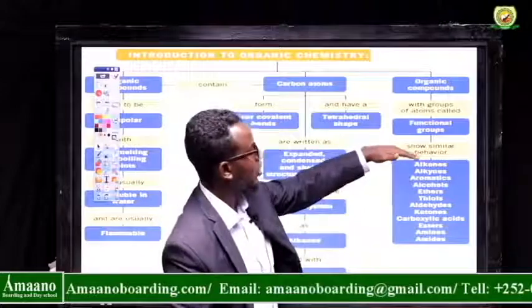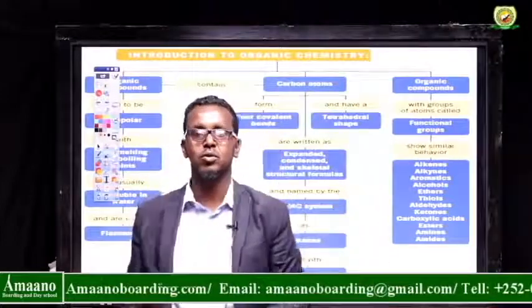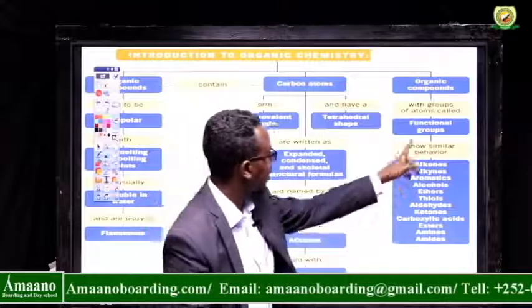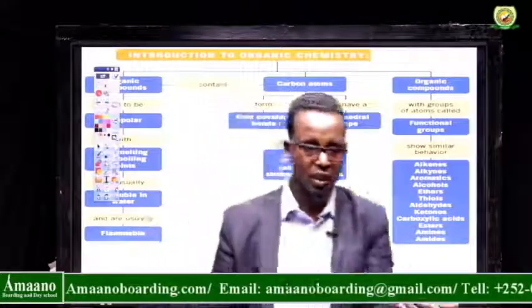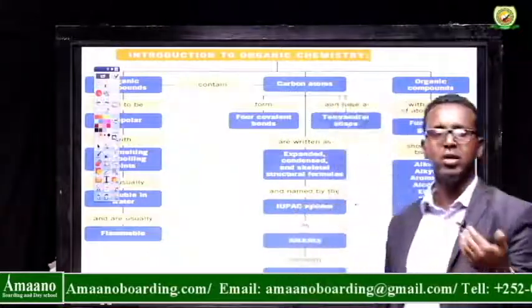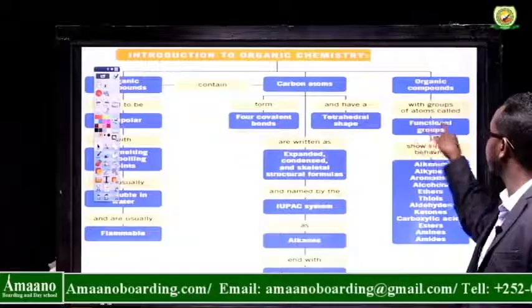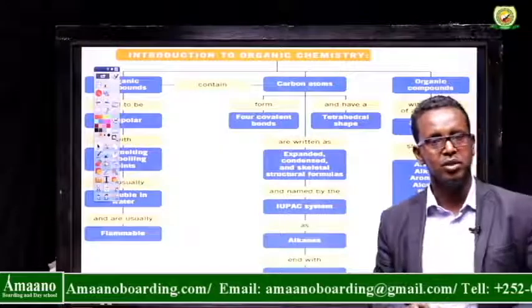So these are the examples. Most organic compounds have what we call functional groups, and they show similar behavior. For example, if these organic families have the same functional group, it means they behave in a similar way.